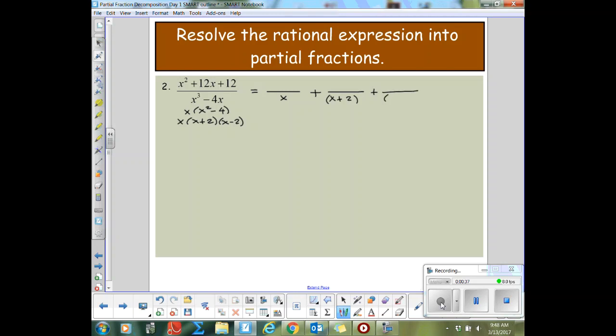It doesn't matter what order you put those in, your answer will come out the same even if it's in a different order. So we're going to be solving for numerator A, numerator B, numerator C. Multiply this entire equation by the common denominator.